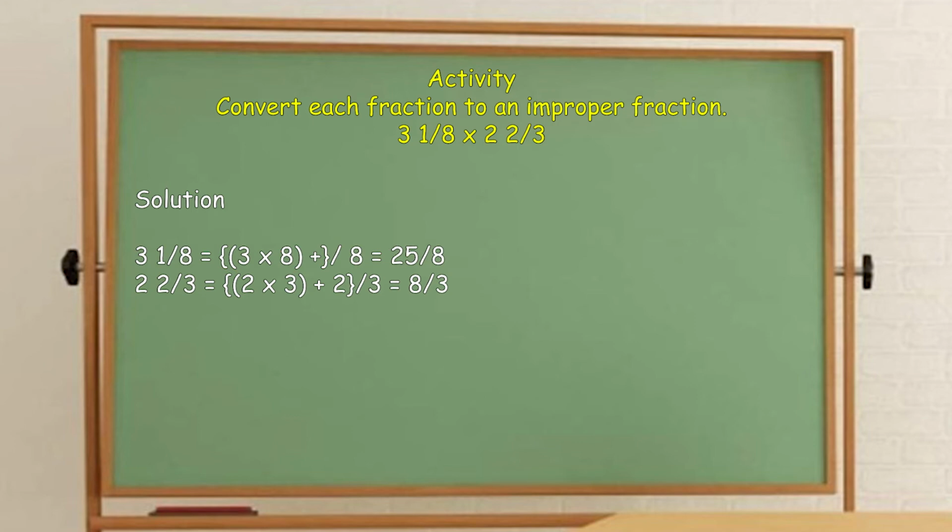Now that we're finished with that, let's convert our second mixed number into an improper fraction. This mixed number is 2 and 2/3. To convert it, we're going to multiply the whole number by the denominator and add the numerator. In this case, it's 2 times 3, which will give us 6, plus 2, which will give us 8. So our improper fraction then would be 8/3.